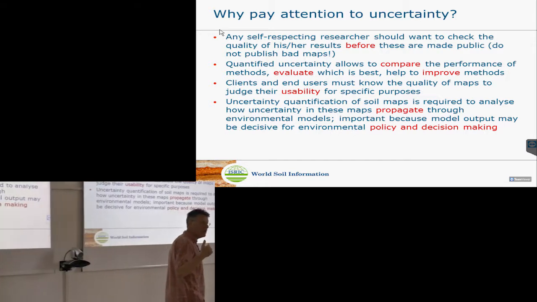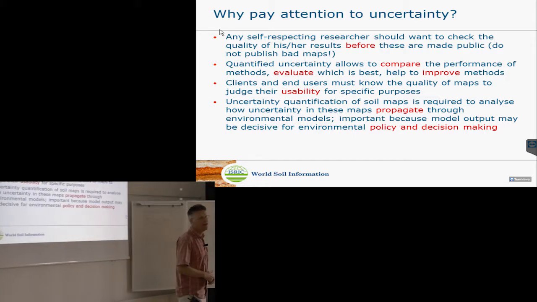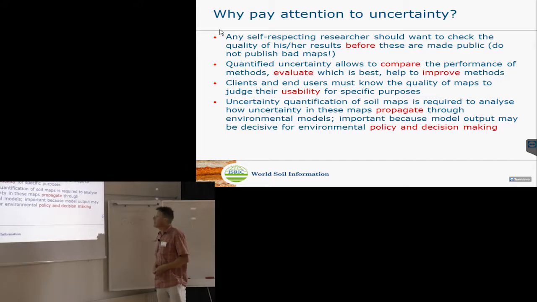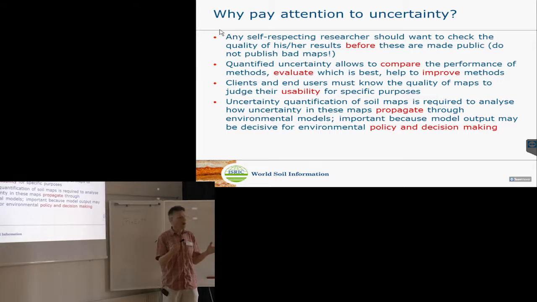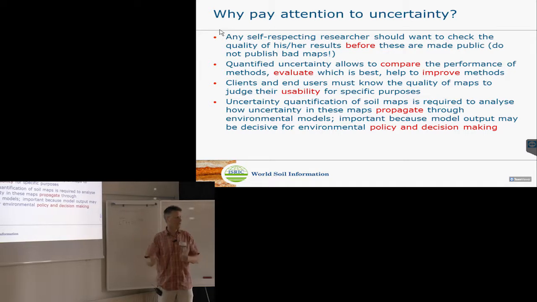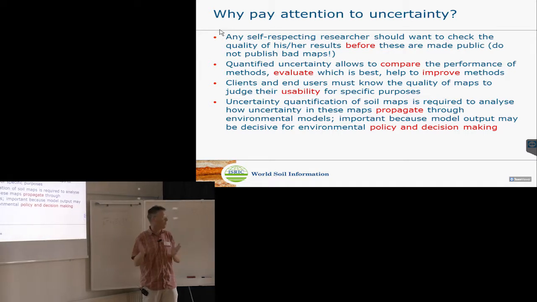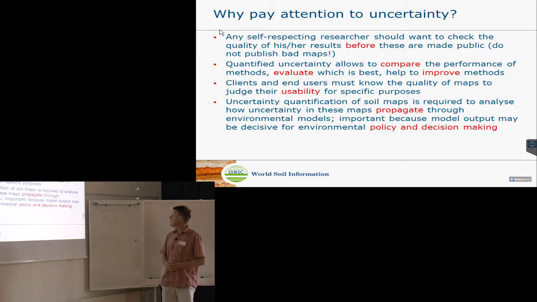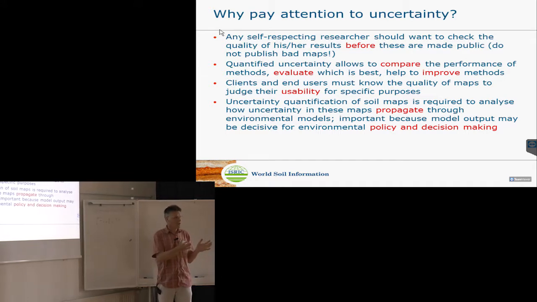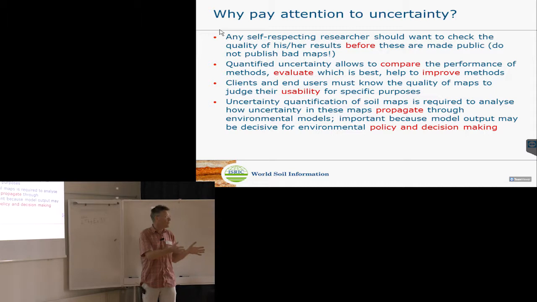We will talk a bit about uncertainty propagation this afternoon. So when our soil maps are used as input to models, like an erosion model, a crop growth model, all kinds of models, then the uncertainties, the errors in those maps will propagate to the output of the model. And we can only quantify that uncertainty propagation if we know what is the uncertainty, the error in the input map to start with. So that's why we need the accuracy of maps.